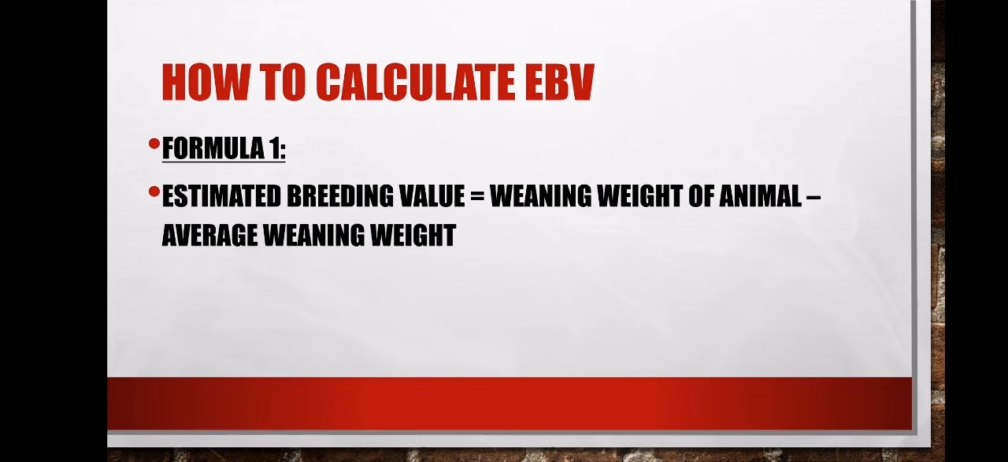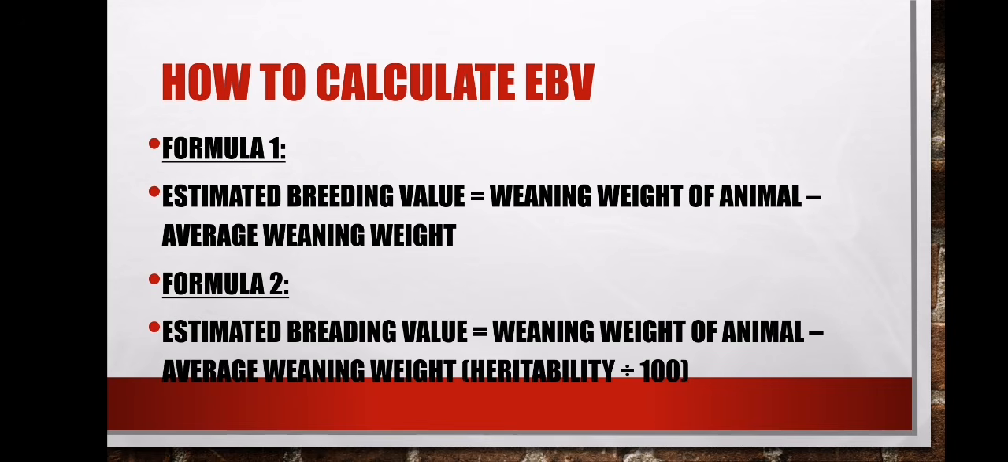When we look at the second formula, formula number two, it says EBV is equal to winning weight of animal minus average winning weight of the animals. Then you open the brackets, heritability divided by 100. We will be given a heritability. We will be given characteristics with their heritability, so we will substitute with that one. It will be in a form of percentages.